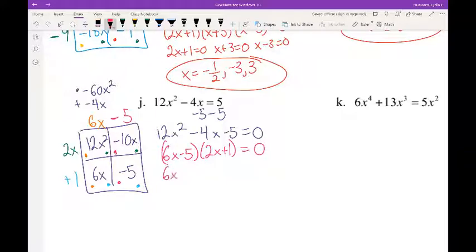We set each of these factors equal to 0, and we solve them. And when we solve, we'll get that x equals 5/6 and a negative 1/2.